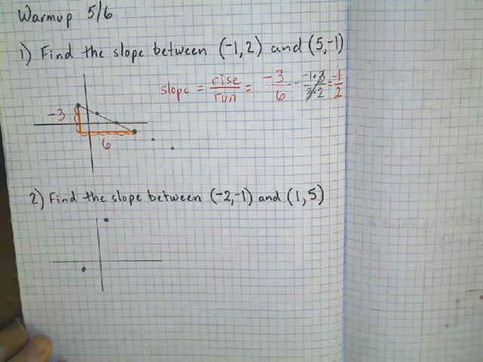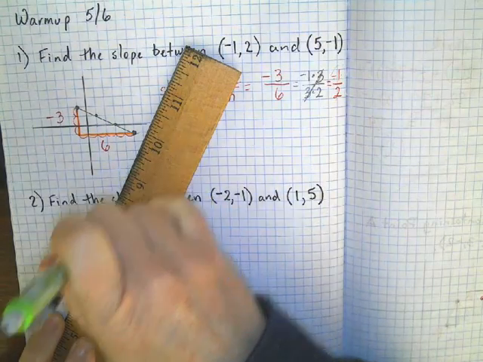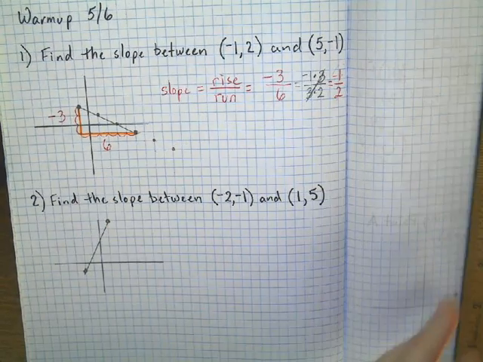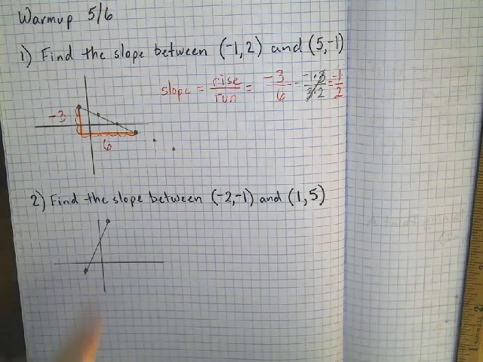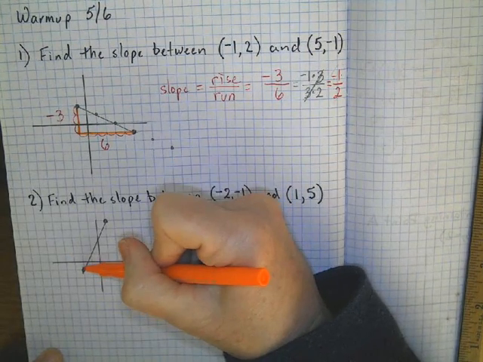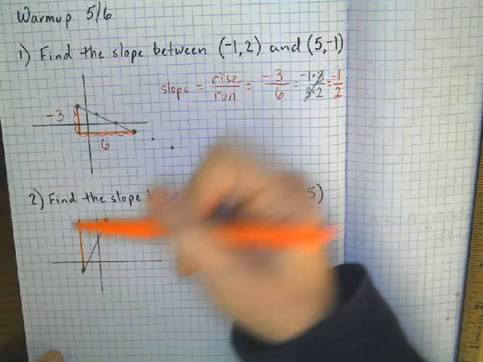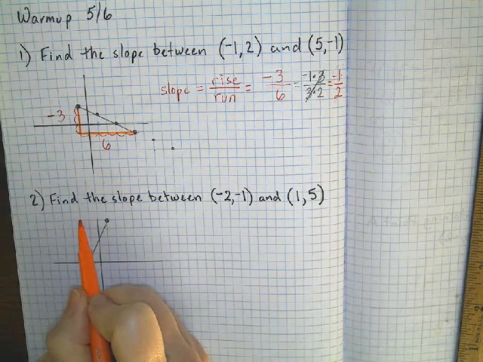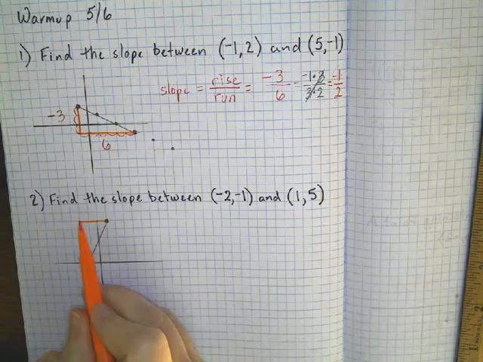I'm going to connect my points to make my line. And now I want to find my slope. So I need to go from the left to the right. So I'm going to rise. So that's vertical change. And then to the right, horizontal. Okay? Vertical primero, horizontal segundo.